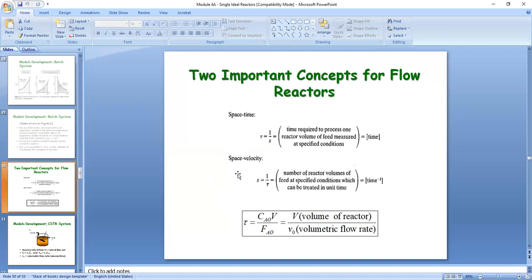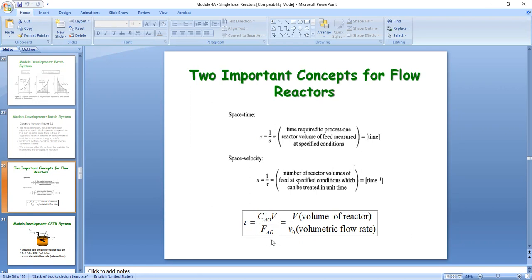This one is how many reactor volumes can be processed per unit time. And as such, the unit is per unit time. Now, you can see here that tau has the formula equal to CAO times V over FAO. Now, I will define FAO because this is, I think, the first time that you will encounter this one, because FAO is only associated with continuous or flow reactors.